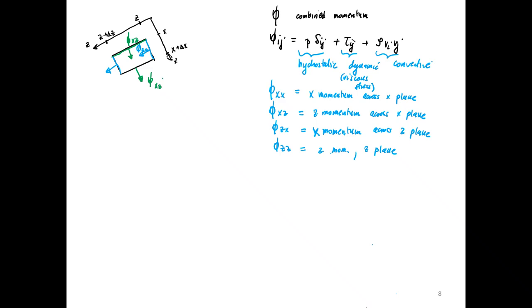And we're going to introduce the notation. We're going to refer to this one as phi xz evaluated at x. And this other one, I'm going to evaluate at x plus delta x. So it's sort of like an orthogonal line.